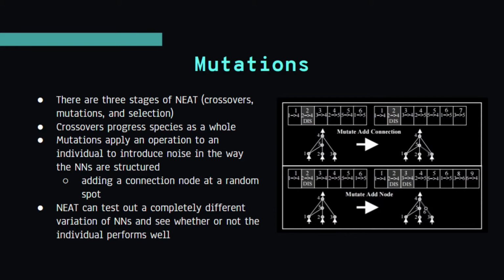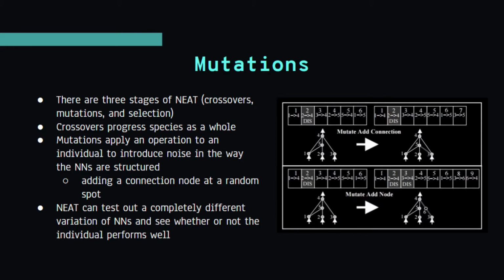Some examples of mutations are adding a connection at a node at a random spot, or you can add random nodes at random spots. So if you look at the picture on the right, there's a mutated connection. You can see it just randomly added a mutation, or a connection gene.